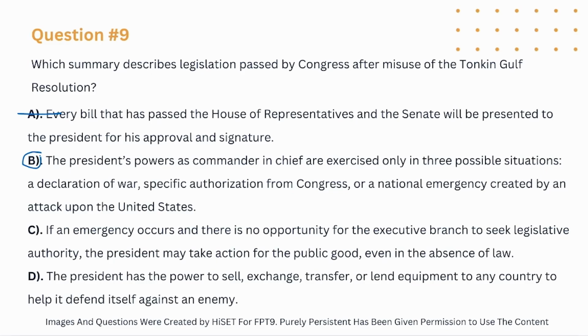Okay, an emergency occurs and there's no opportunity for the executive branch to seek legislative authority. The president must take action for public good, even in the absence of the law. It didn't really come out of that. And then D, again, it doesn't really have anything to do with the president having the power to sell, exchange, transfer, or lend equipment. We're not really talking about equipment here.